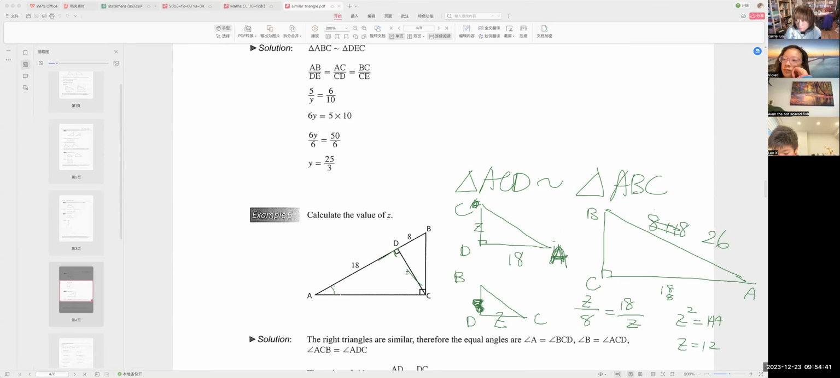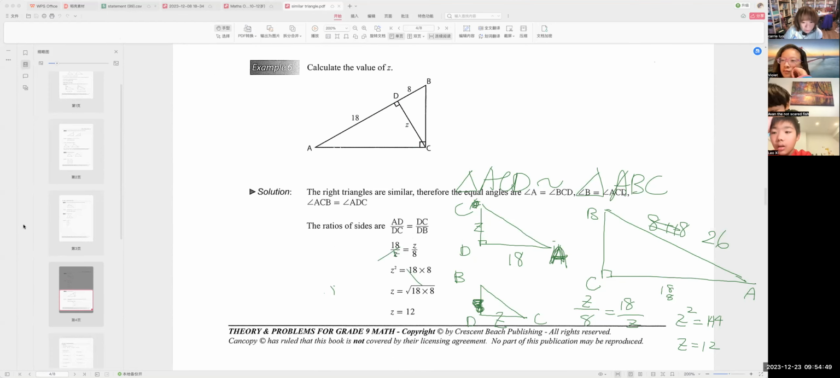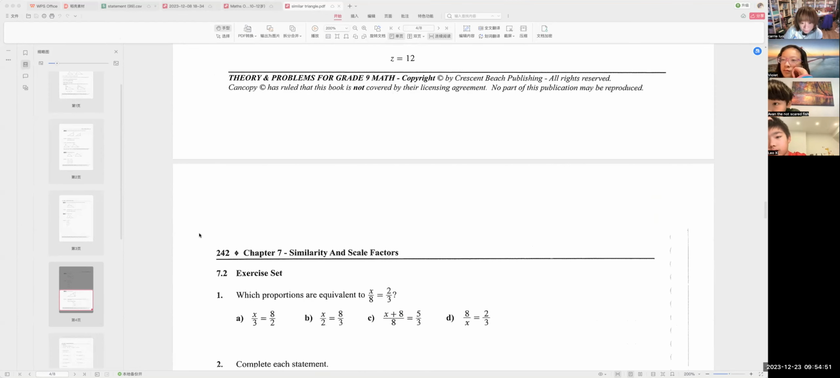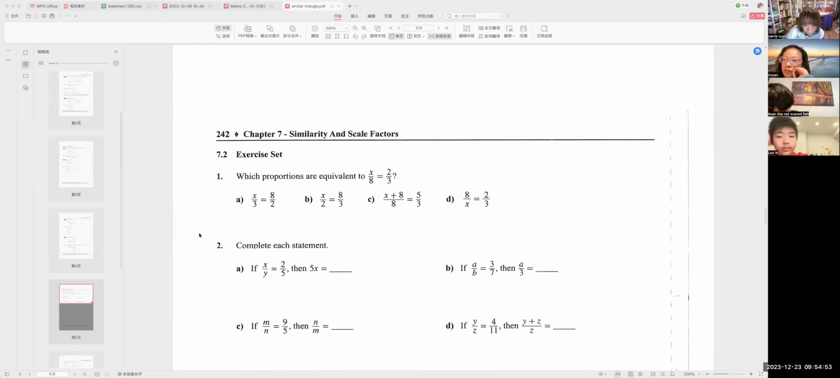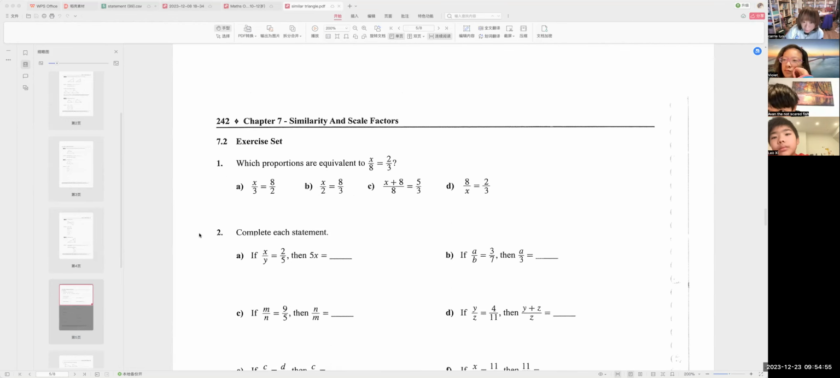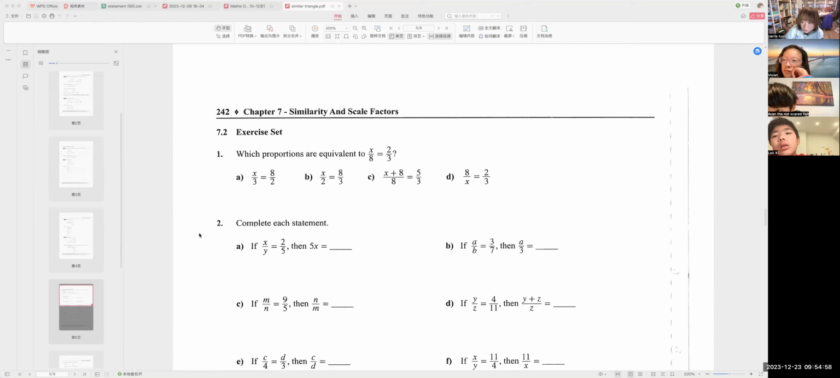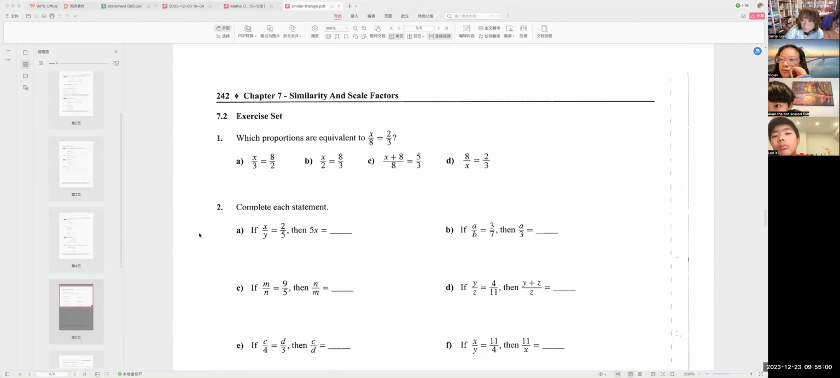Okay, Leo and Evan, the Violet, do you understand how to do this question? Yeah. Okay, so let's move forward, okay? So let's just redo the exercise, okay? So which proportions are equivalent to x over 8 equals 2 over 3?